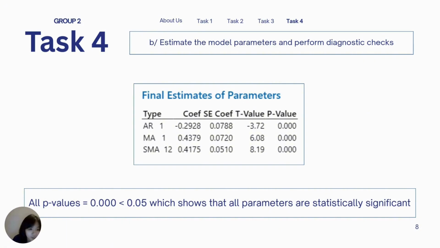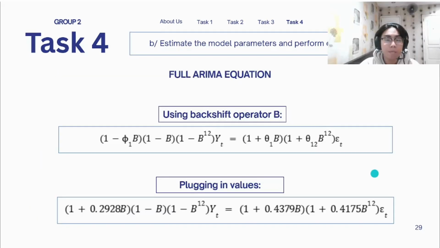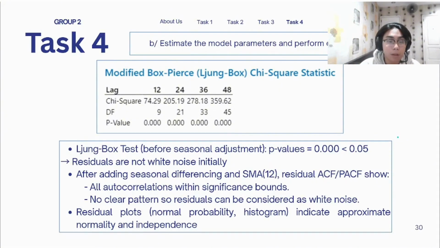And as can be seen from the table, all p-values are nearly 0, which is much smaller than 0.05, and this indicates that all parameters are statistically significant. Furthermore, the iteration table also shows that SSE is converging, which indicates that estimation is stable. So here we have the upper equation. It is the full ARIMA equation in its general form, and the one below is the same equation with its values plugged in.